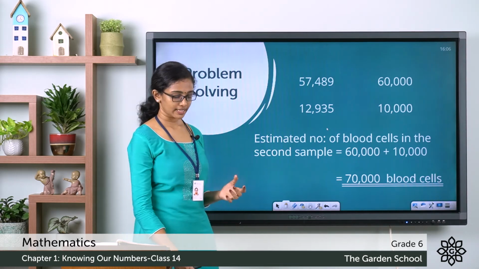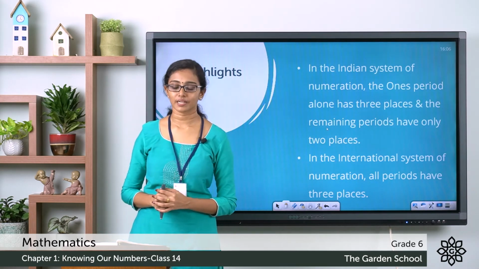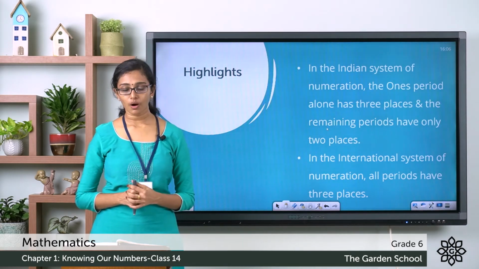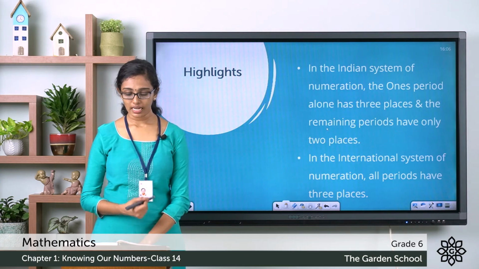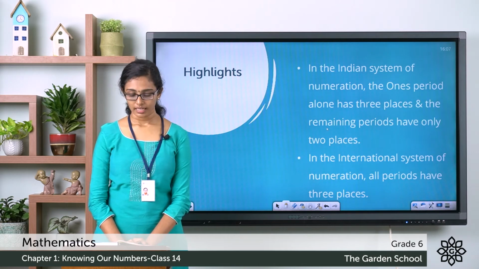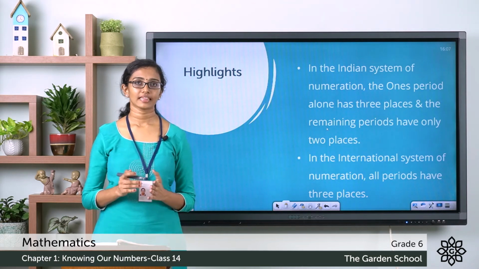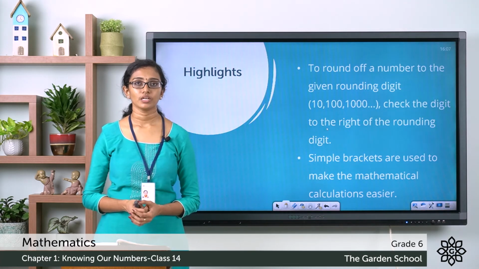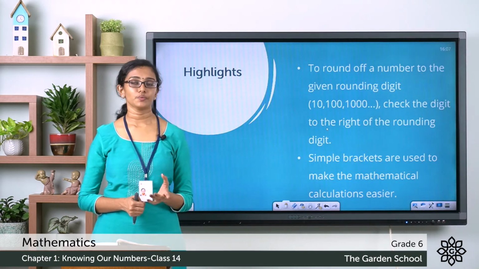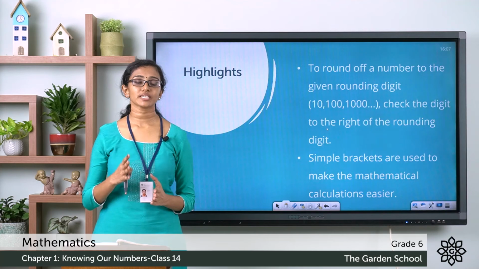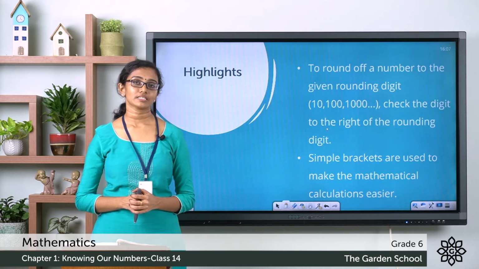Now let's have a quick recap of the main concepts that we learned in this chapter. So first we learned about the different systems of enumerations. So in the Indian system of enumeration, the ones period alone consists of 3 places and the remaining periods have only 2 places. And then we learned that in the international system of enumeration, all the periods have 3 places. Then we learned about estimation. In estimation, we learned how to round off numbers. So to round off a number to the given rounding digit, that is 10, 100, 1000, 10,000, etc., we should check the digit to the right of the rounding digit.